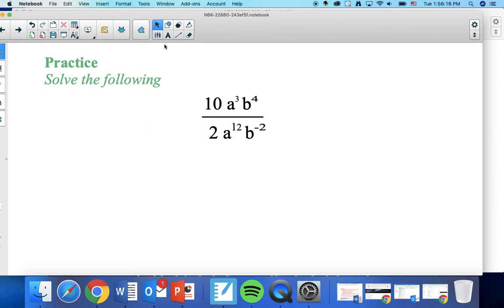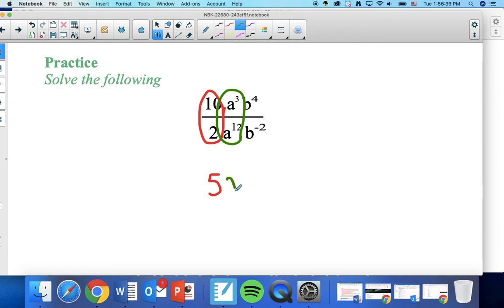Okay, so if I were to solve this, first let's look at 10 and 2. So 10 divided by 2 is 5. Now a to the power of 3 and a to the power of 12. These two powers have the exact same base. So what are we going to do with their exponents when we divide? We are going to subtract them. So I'm just going to stick to the numerator minus the denominator. So 3 minus 12 is negative 9.